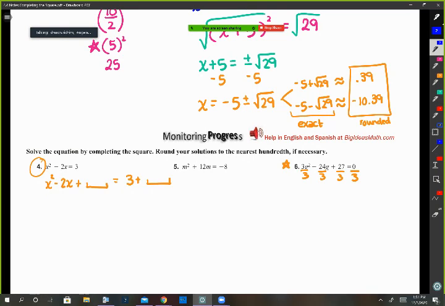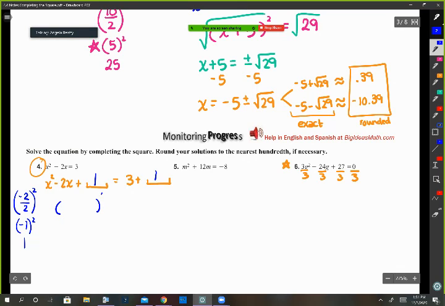Okay, guys, let's look at number 4. Remember, what is our very first step? Okay, do we need a second more, or are we good? Okay, we're going to take the middle term of negative 2 and divide it by 2 and square it. So this is negative 1 squared, which is 1. And so we're going to add 1, add 1.